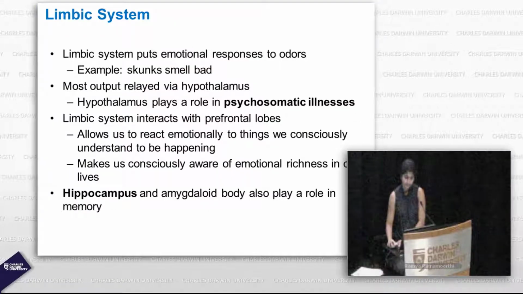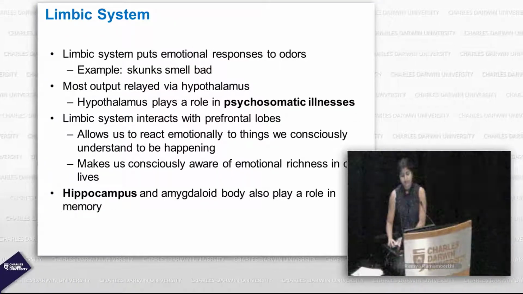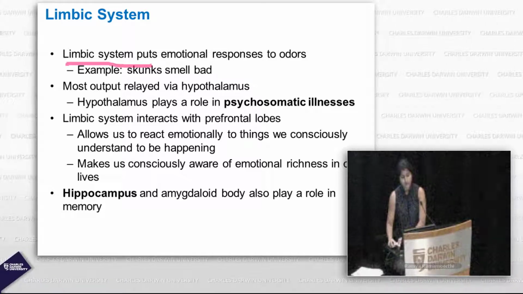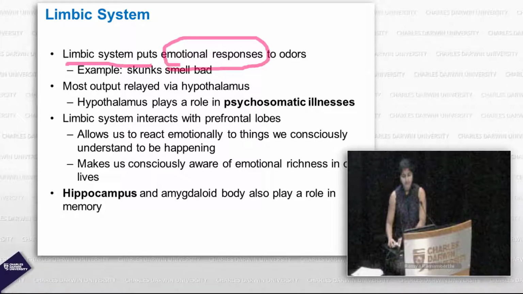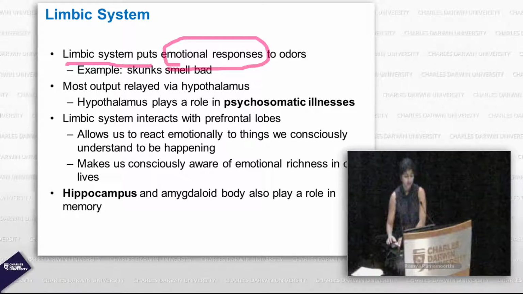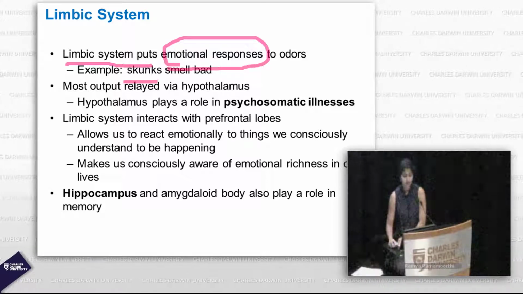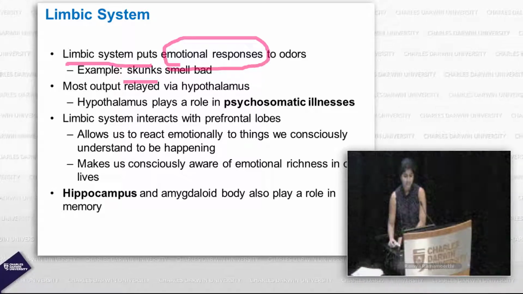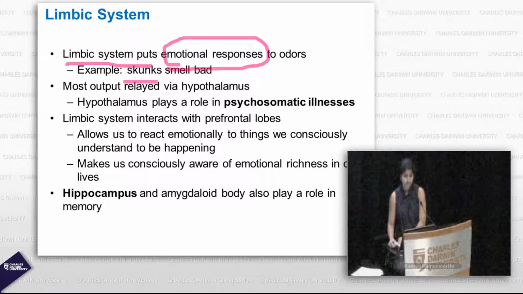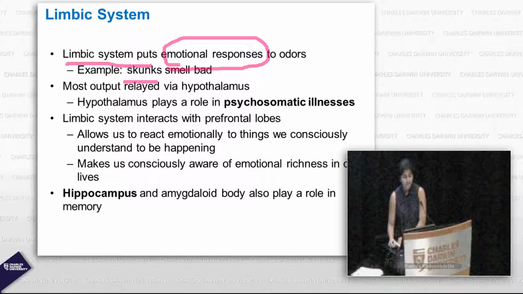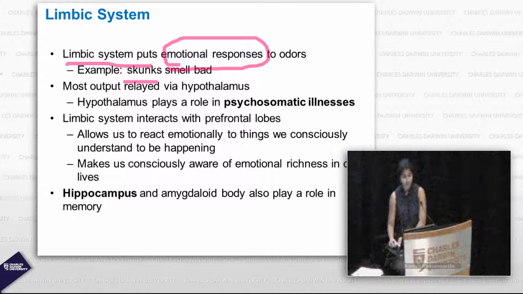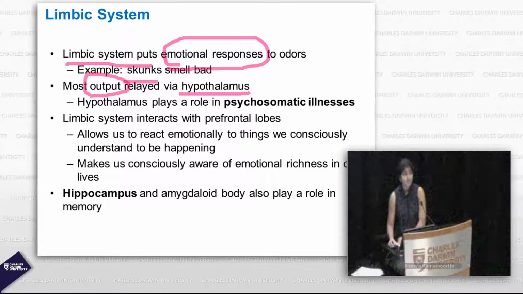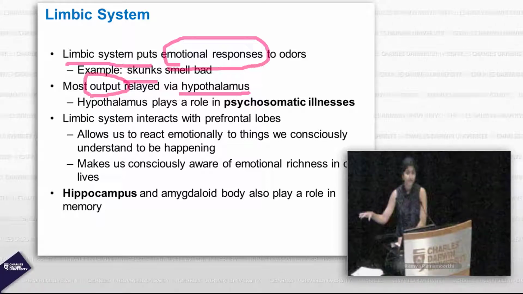Okay. So what does the limbic system do? It actually puts your emotional responses and associates them with different memories. For example, when you think about a skunk, we always think about the bad smell that's coming, isn't it? So that's because of your limbic system. And also the limbic system, mostly its output is actually coming through the hypothalamus. And that's why we see the hypothalamus controlling most of your functions or maintaining your homeostasis.